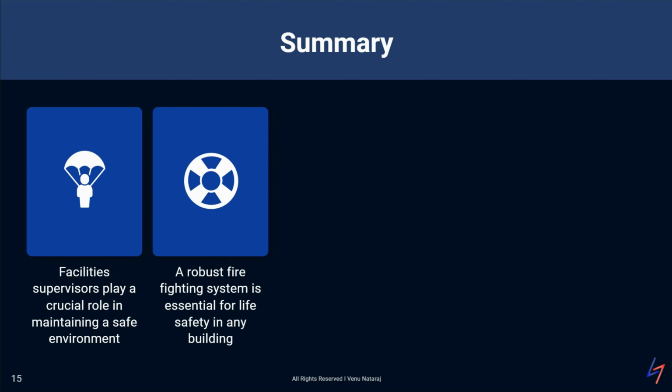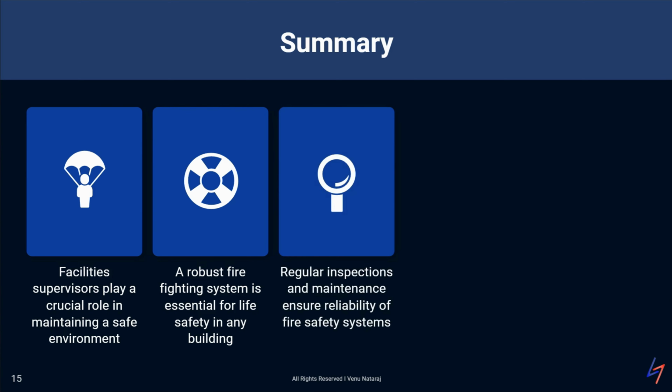A robust firefighting system is essential for life safety in any building. It can help to suppress flames and control the spread of fire in the event of an emergency. Regular maintenance and testing of the firefighting systems is necessary to ensure its effectiveness during a fire. Regular inspections and maintenance ensure the reliability of fire safety systems, reducing the risk of equipment failure during an actual emergency. This proactive approach is essential for safeguarding both the occupants and the building itself.